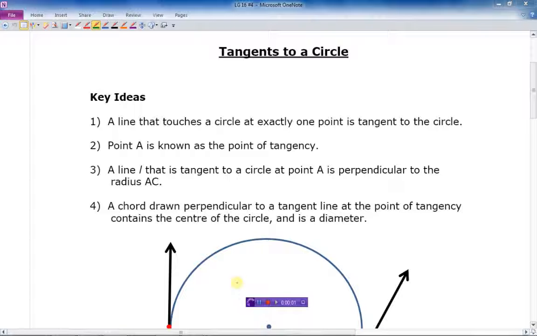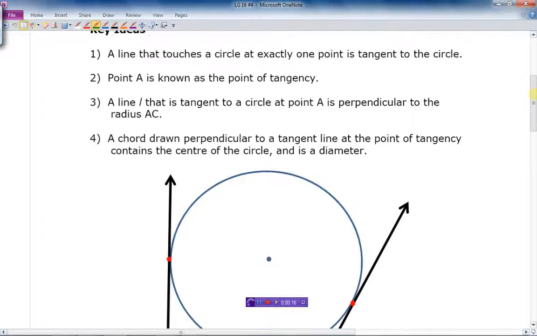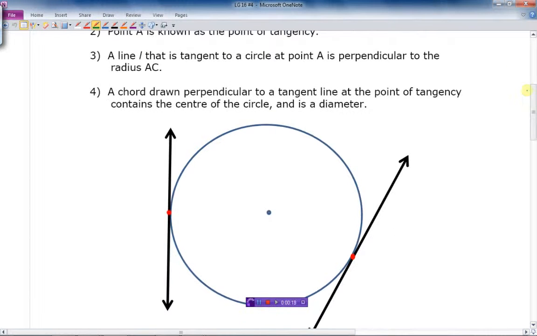For our last lesson on circle geometry, we're going to talk about tangents to a circle. First of all, there are four key ideas here. Number one, a line that touches a circle at exactly one point is tangent to the circle. As you look at the circle here, there are two lines that touch at only one point on the outside of that circle, and those lines are both tangent to the circle.